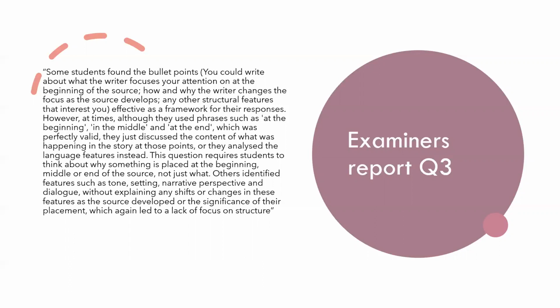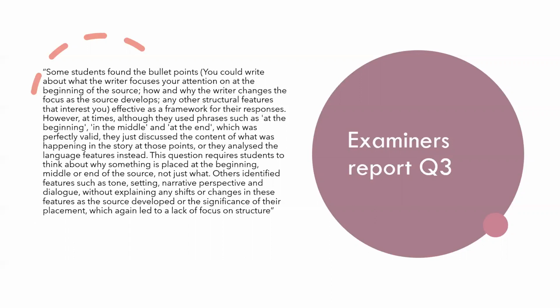However, at times, although they use phrases such as at the beginning, in the middle, and at the end, which was perfectly valid, they just discussed the content of what was happening in the story at those points. So what students did, the mistake you might have made, is that you've just summarized and you haven't analyzed why those things are happening at those points. Okay, we don't just want to be retold what happens, we as the examiners, as the teachers, we've read it. Okay, we want to know why those things are happening at those points.